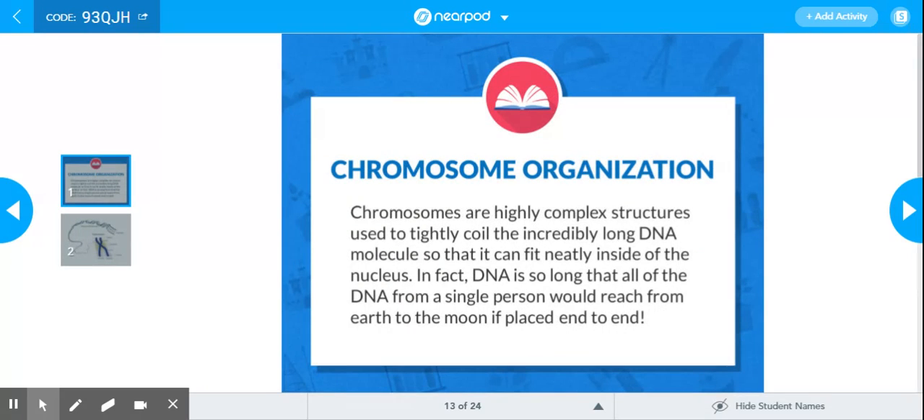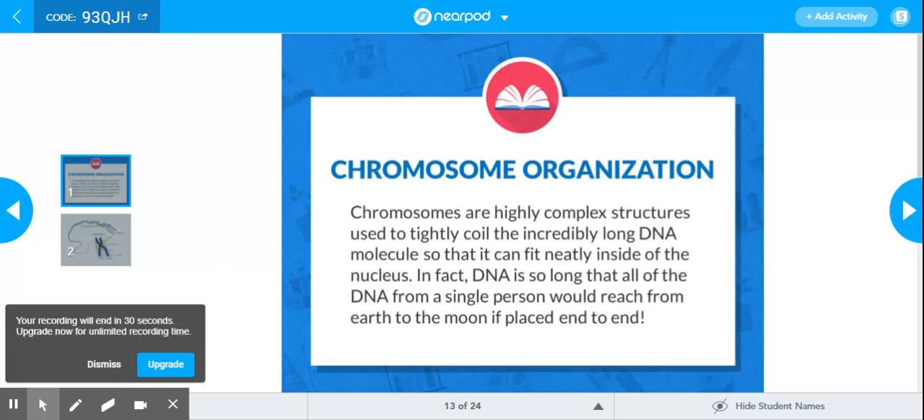All right. So now we're going to go over chromosome organization. Can I have somebody read out this, please? Thank you. You can read up to the second sentence, please. Can I have somebody else, please? Thank you.